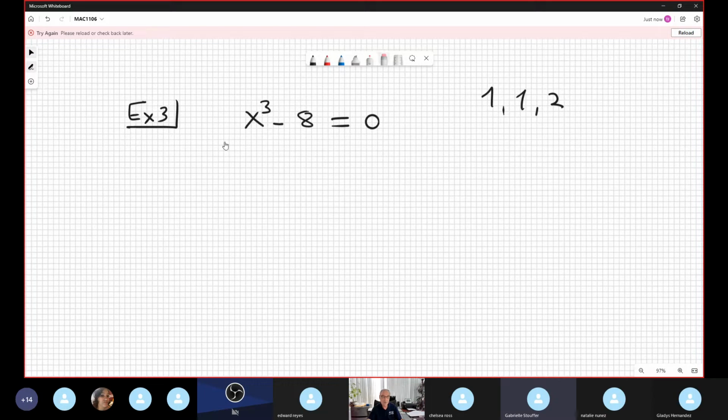Okay, so now let's do a factorization. But in this case, the factorization is a little bit weird, because it's a binomial, no? But you need to remember the difference of cubes.